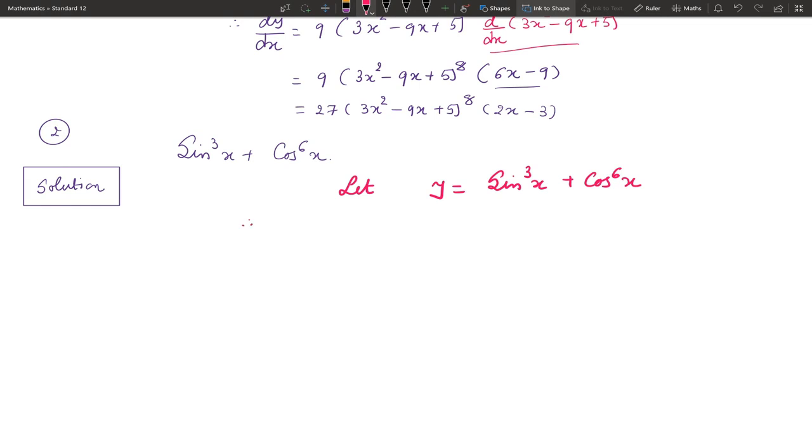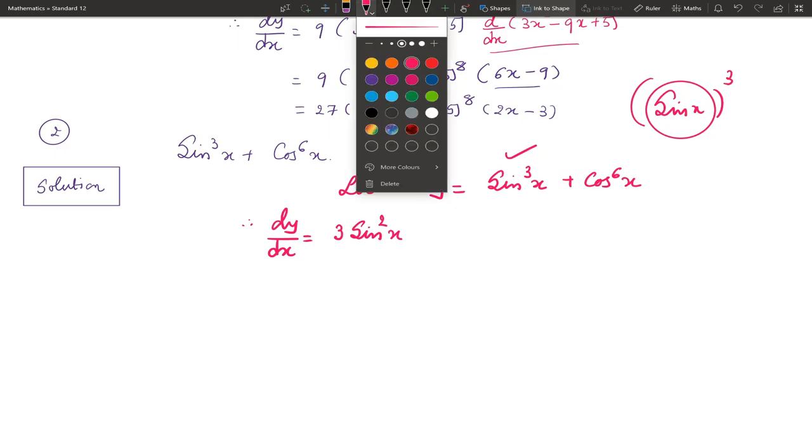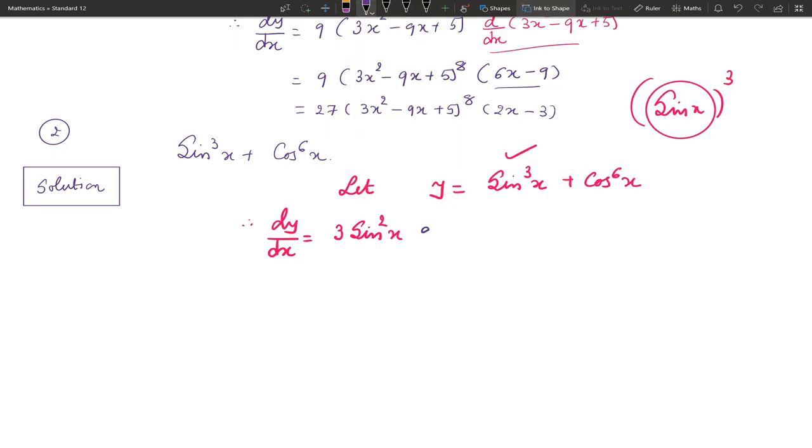So if we differentiate with respect to x, dy by dx, first derivative of sin cube x, 3 sin square x. This is because of using the formula d by dx of x raised to n, which is nx raised to n minus 1, and inside this is actually sin x cube. So first we have used d by dx of x raised to n, nx raised to n minus 1, but inside it is a function of x. So by chain rule we have to write d by dx of sin x.